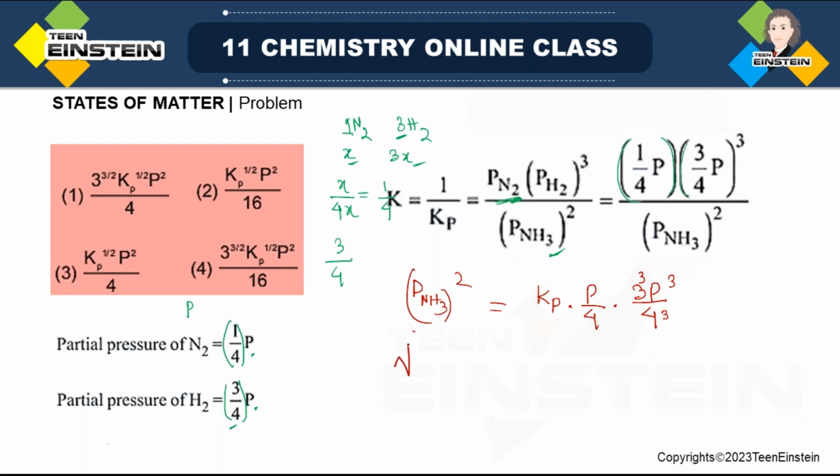Now, on this side, if we take the root, then only you will get P ammonia. So that we have to find basically. So this side, what are we getting? Kp will be as it is. Then pressure terms, it is P 3 and 1. That means 1 plus 3. So it is P to the power 4. But when you take the root, let me write it in the root also. So P to the power, it is actually 4. Then 3 to the power 3.